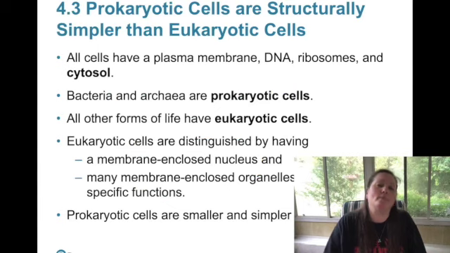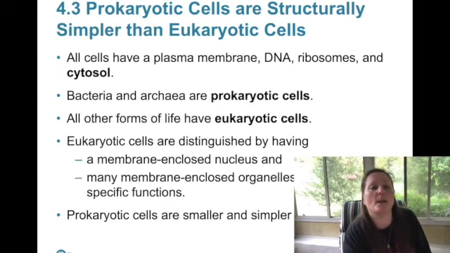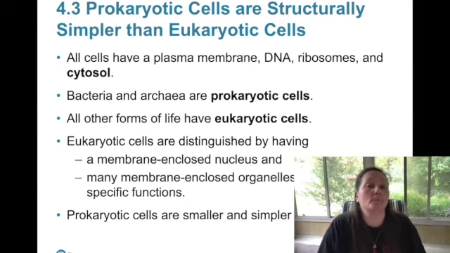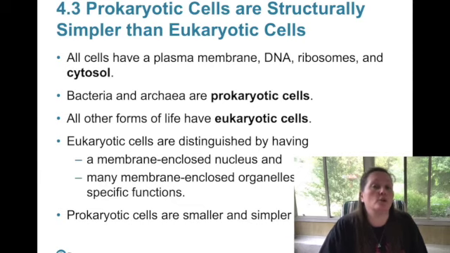All cells have a plasma membrane, DNA, ribosomes, and cytosol. Bacteria and archaea are prokaryotic cells. Prokaryote means there's no nucleus. All other forms of life have eukaryotic cells. Eu is true, so a eukaryote has a true nucleus. So all of these cells will have a nucleus.